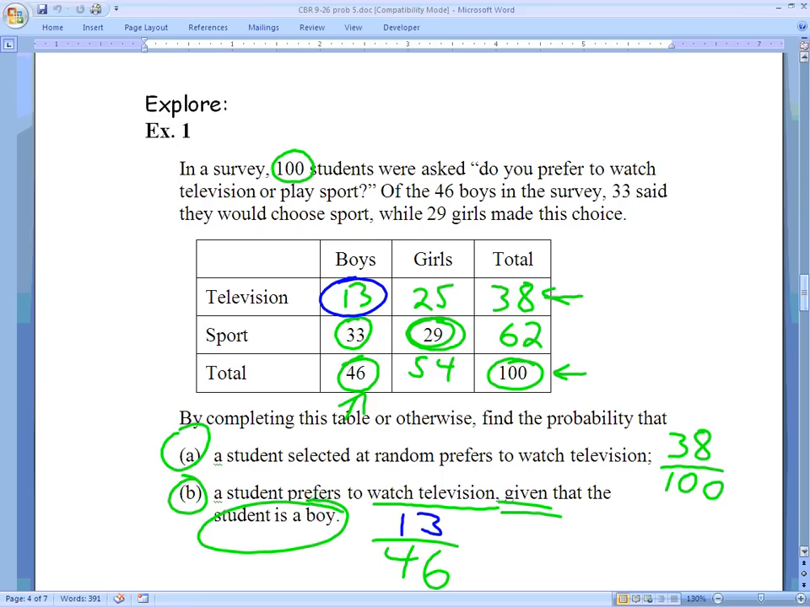Condition means there's a condition given that we're just looking at the male students, and then of those, we have a certain portion that want to watch television. So when we deal with conditional probability on a table, it essentially shrinks our universe, makes our denominator a little bit smaller. And we'll see that on the Venn diagram example as well. All right, let's take a look at another example.